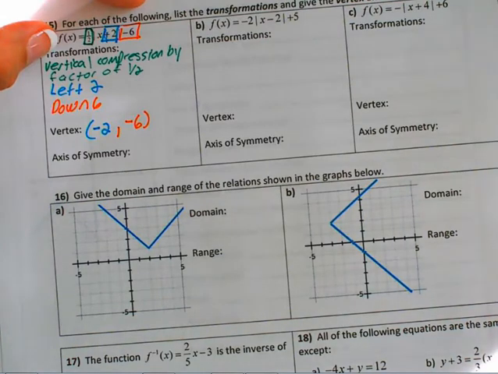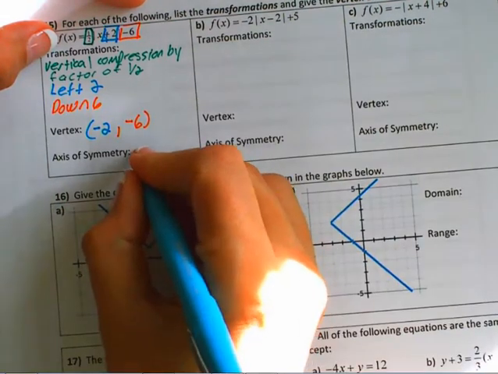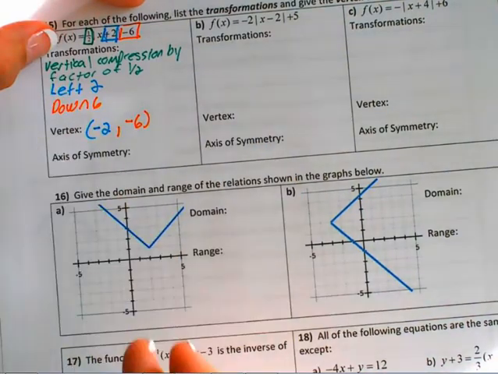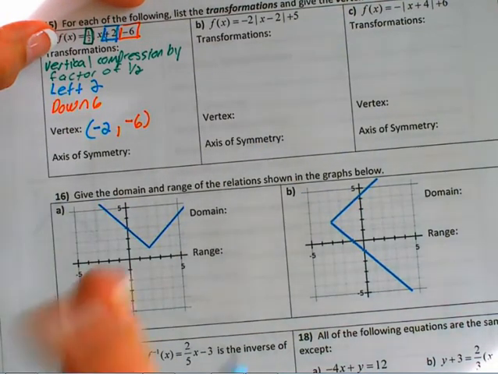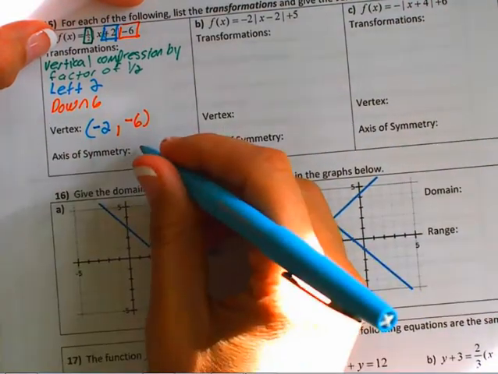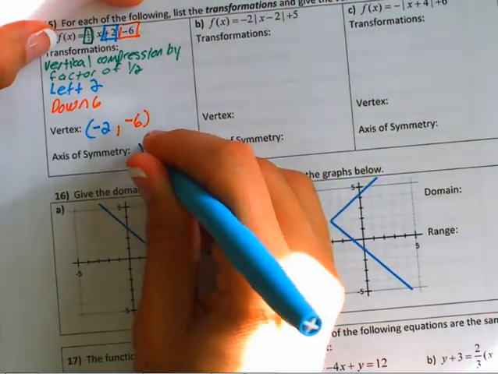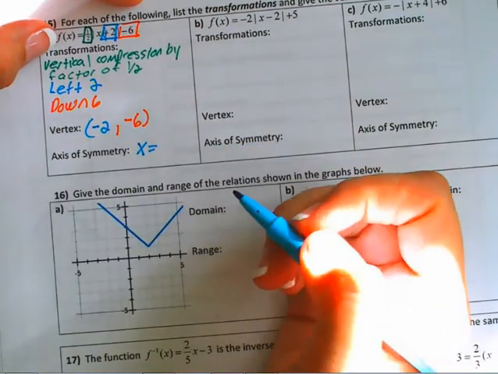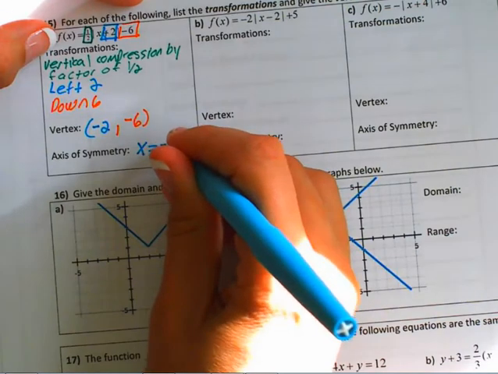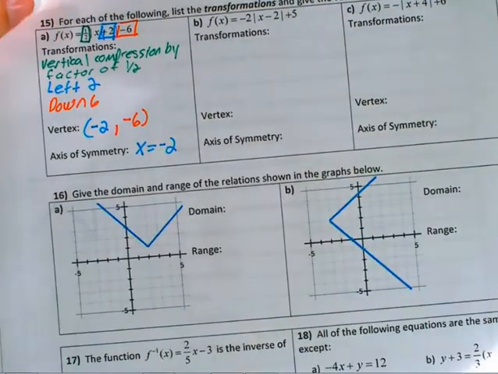And the axis of symmetry is going to be the line that cuts that absolute value in half, so it's the same on both sides. You know what that word symmetry means. And then the axis of symmetry is just going to be x equals whatever the x value of the vertex is. So x equals -2, because it is a line. We're looking for the equation of a line. That's what the axis of symmetry is. Okay, let's go on to the next one.